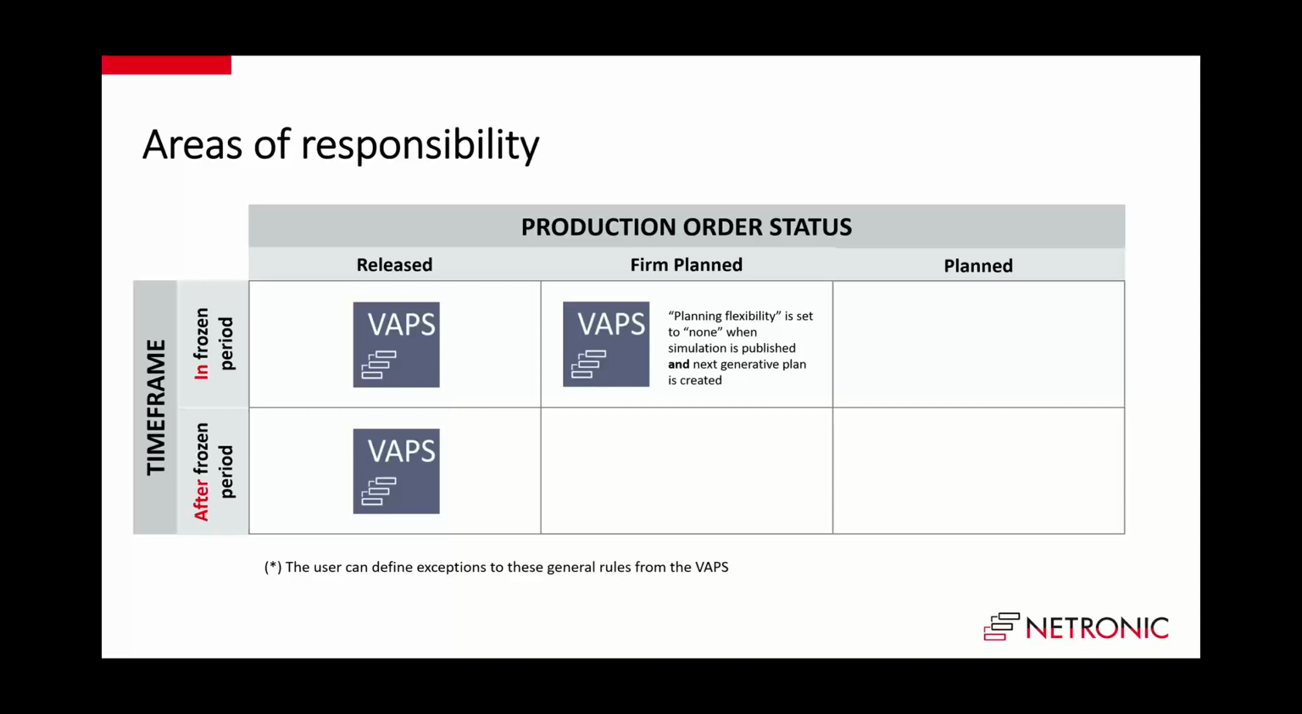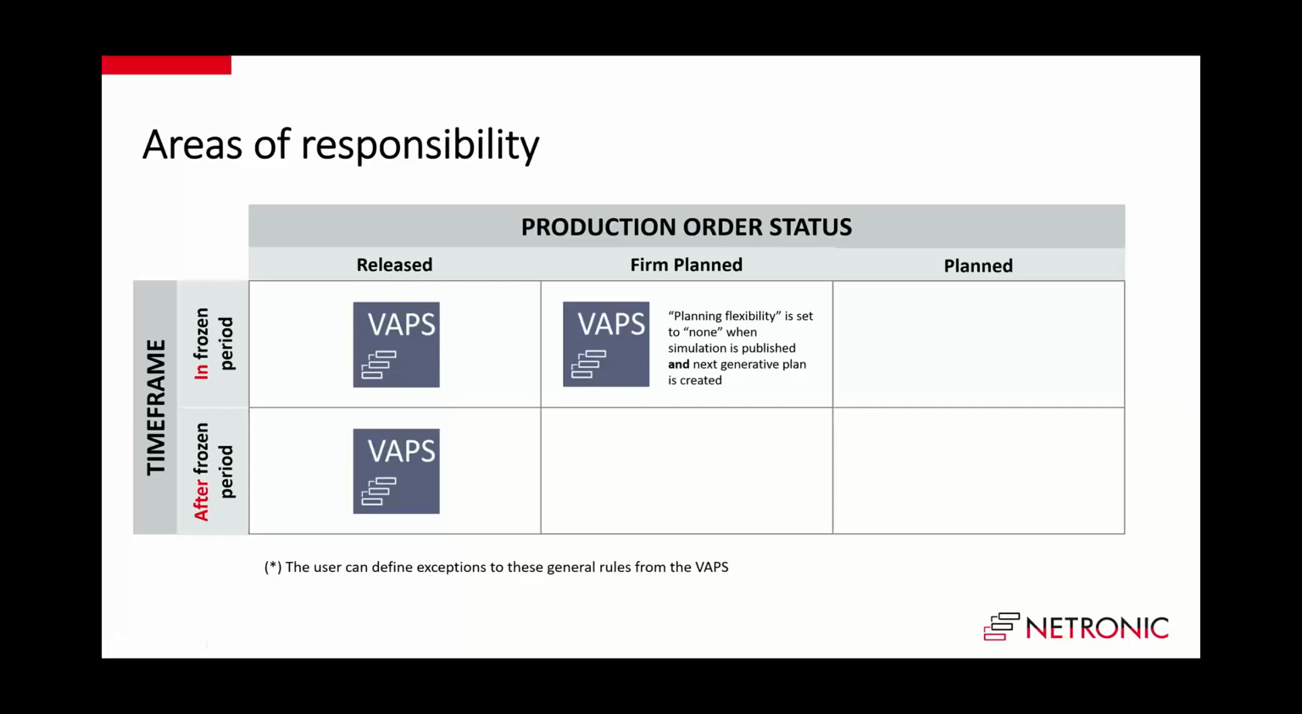And what we will do is we set, on the production order routing on the production order line level, the planning flexibility to none when a simulation is published and the respective production order is within the frozen period, and when the next regenerative plan is created. Okay, so we will only change the planning flexibility if all of these criteria apply. So we will never change it just by you moving stuff in the visual schedule.